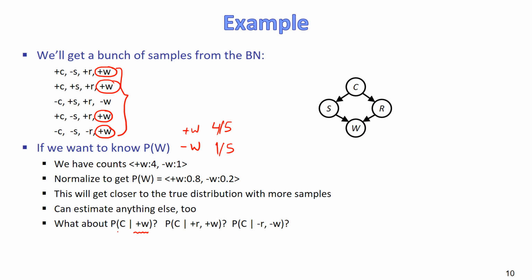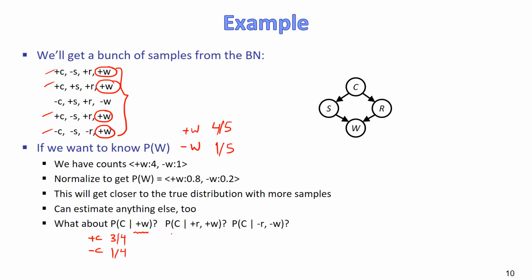Then we compute how many times C was plus C and C was minus C. So among those that have plus W, because that's the condition, right? How many times do we have plus C here? This one, this one, this one. So we have 3 times plus C, and minus C we have just 1 time. Then we normalize by the sum, so that will be 3 over 4, not 5, because plus W appeared 4 times, and that's 1 over 4. Okay, so that's the probability of C given plus W.